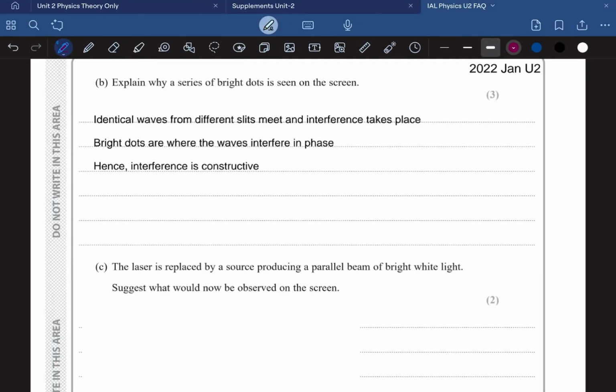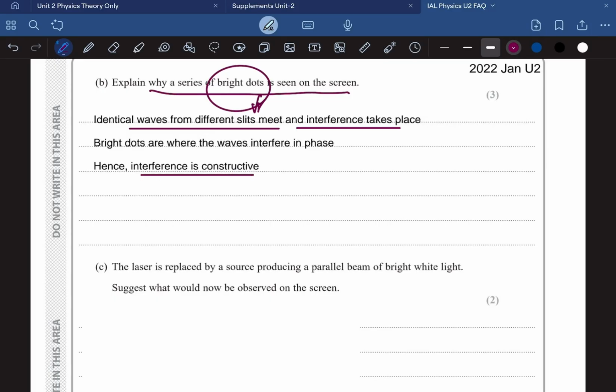Now let's have a look at this question. It says explain why a series of bright dots is seen on the screen. The reason behind seeing a bright dot is something we have solved previously as well, right? The bright dots mean waves from different slits met and there was an interference between them, and that interference must be a constructive interference, and the waves were in phase. That's why bright dots were seen.